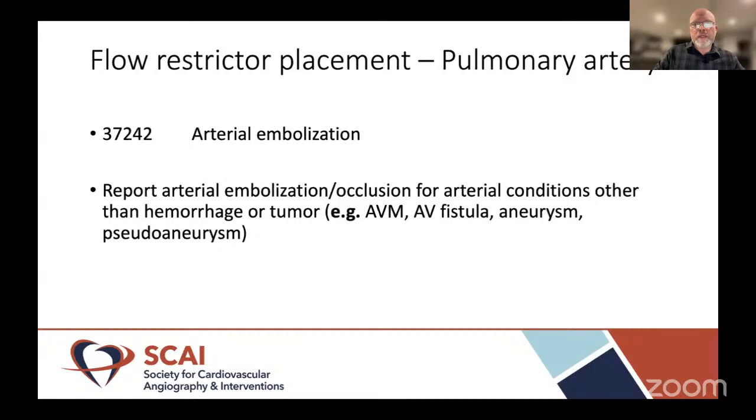Similarly, you're going to use the same code, the 37242, for arterial embolization, again keeping in mind that this example listing is not an all-inclusive list. What you're doing is effectively occluding or embolizing, putting something into the middle of the pulmonary arteries. So that's where using this code in this situation comes into play.